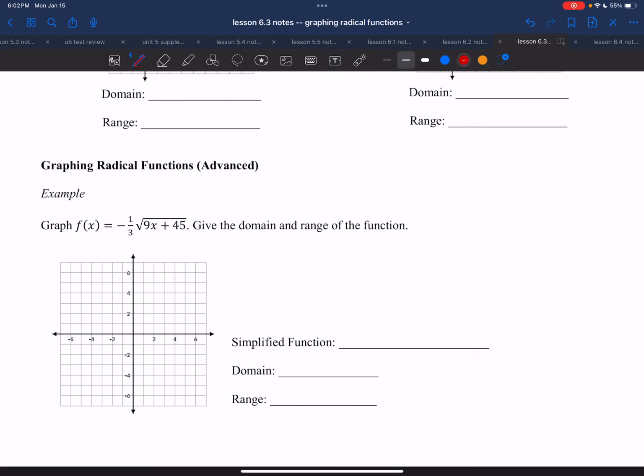Okay, switch back to red here. So this says graphing radical functions, advanced. And all this means, it's not really advanced. It's just that it's a little bit more steps, right? You have to kind of clean up the function and then graph it. You see, I gave you this ugly mess, negative 1/3 times the square root of 9x plus 45.